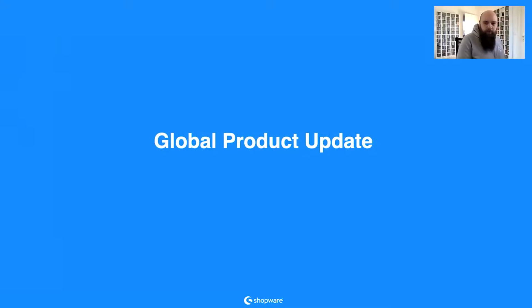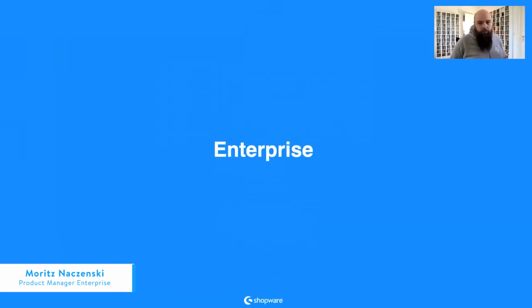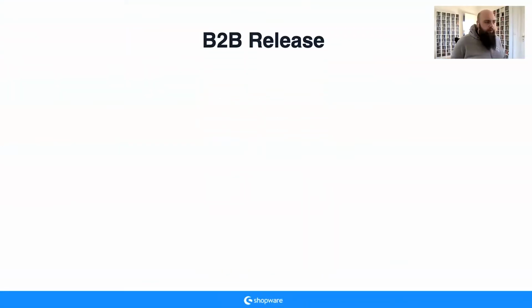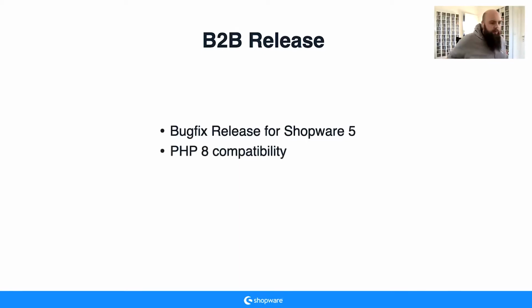So let's start with the global product update. First, I will give you some news about our enterprise version. Since the last GPU, we released a new version of the B2B suite for Shopware 5. And we started working on the PHP 8 compatibility, since we have done the compatibility in Shopware 5.7 already. And the B2B suite and the other releases need to be compatible with it. And surely we started working on the Style API integration. That's already on our roadmap, so you can have a look at the roadmap and see when it's finished.